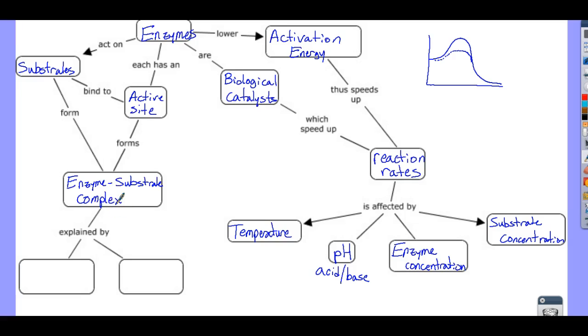In the enzyme substrate complex, we have the lock and key hypothesis, which basically says that you have an enzyme that looks like this, and the substrate is going to look like this, and they fit together perfectly. We also have the induced fit hypothesis.